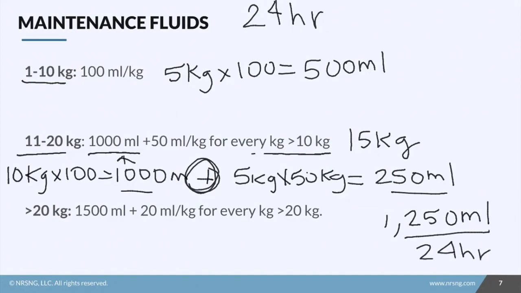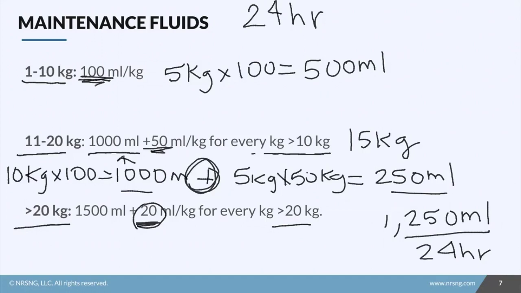For a kid that weighs more than 20 kilograms, you're essentially going to do the same thing that you see above for the 11 to 20 kilogram patient. So you start with 1,500 mLs for that first 20 kilograms of weight, and then for every kilogram that they weigh above 20 kilograms, you're going to multiply by 20. So the numbers that are changing here, for 1 to 10 kilograms, you've got that 100, 50, and then 20. So those are the numbers to pay attention to and be thinking about for your fluid calculations.